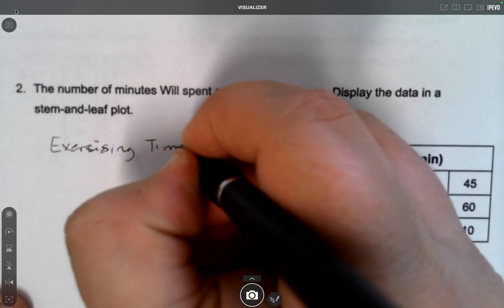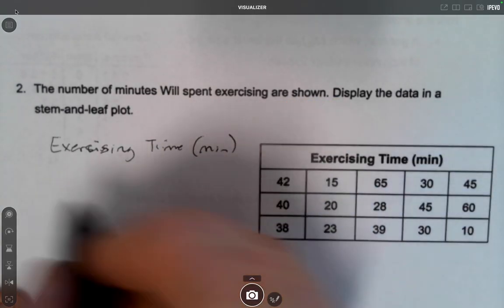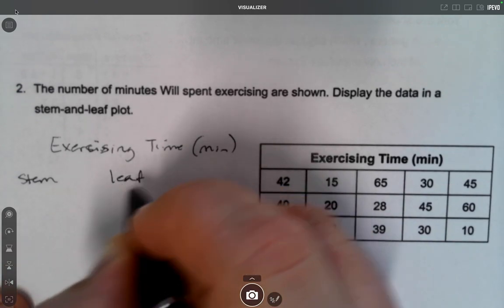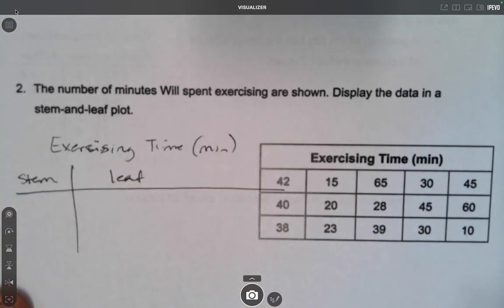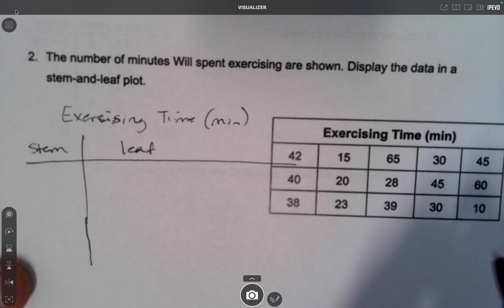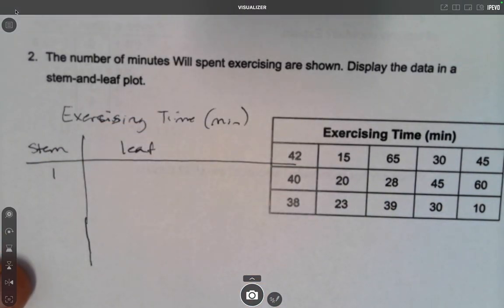Exercising time in minutes. Notice I'm just using the same title that I have here. Stem and leaf. Okay, so here I see it ranges, looks like 10 is the smallest, but it goes up to 65 in fact. So I'm still going to use the tens place as my stem, but I can start with just a 1. I don't need to put a 0 there because there is nothing below 10.